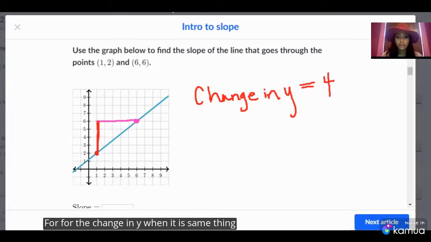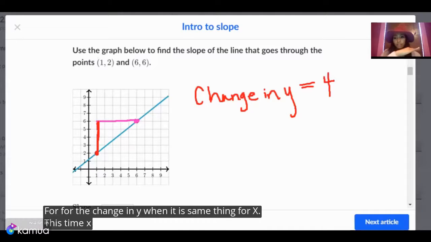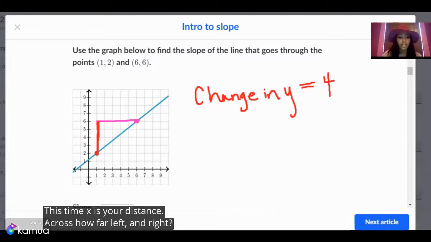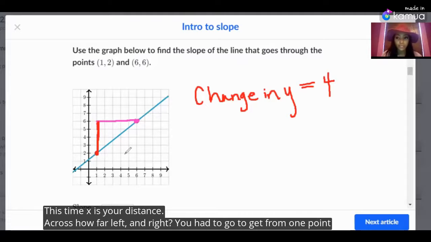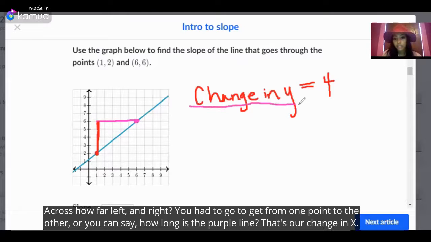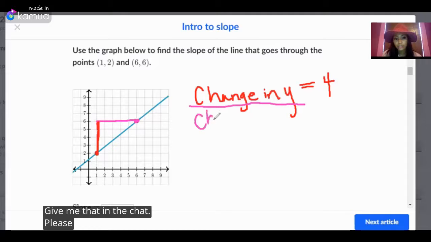We're going to do the same thing for x. This time x is your distance across, how far left and right you had to go to get from one point to the other. Or you can say, how long is the purple line? That's our change in x. Give me that in the chat, please. Change in x.